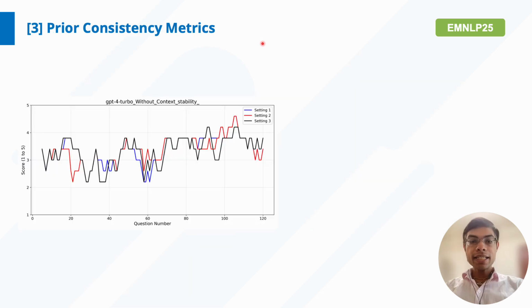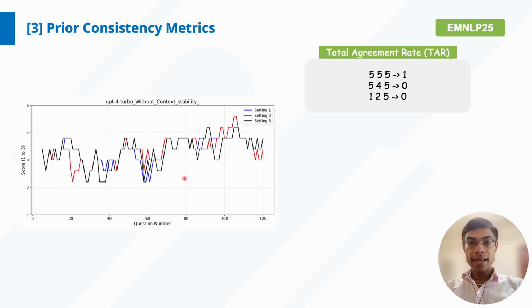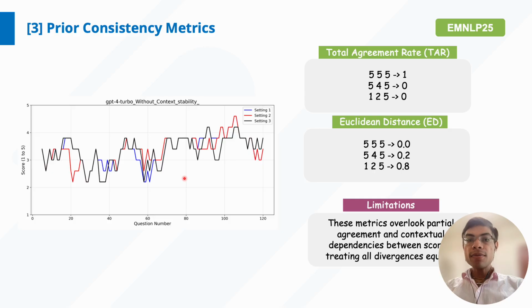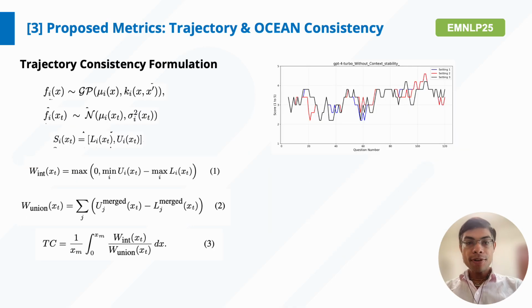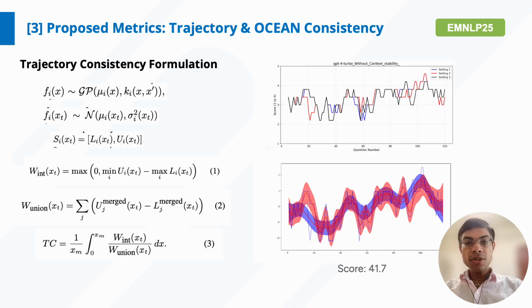To quantify the consistency of 3 independent scoring trajectories, we use 2 existing metrics, but these metrics overlook partial agreement and contextual dependencies, which is very crucial in our case. In response, we propose 2 novel metrics, namely trajectory consistency and OCEAN consistency, which overcome shortcomings of earlier metrics. For each trajectory, we learn a Gaussian regression function shown with different color tubes, and our metric essentially captures the intersection of these tubes as a proxy for consistency.